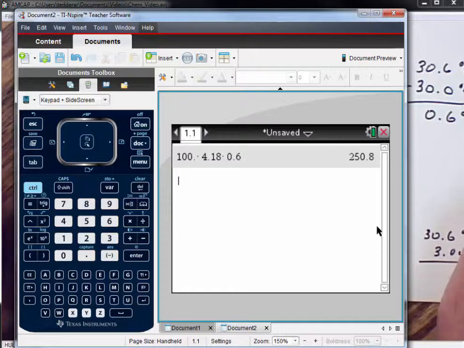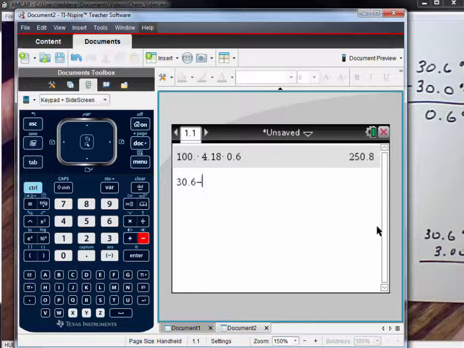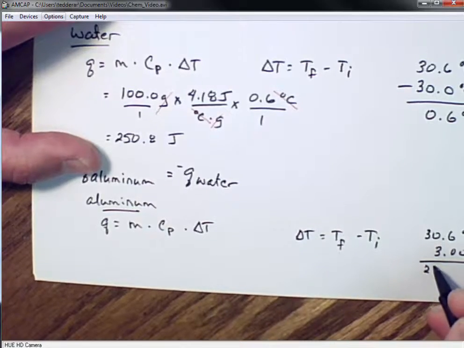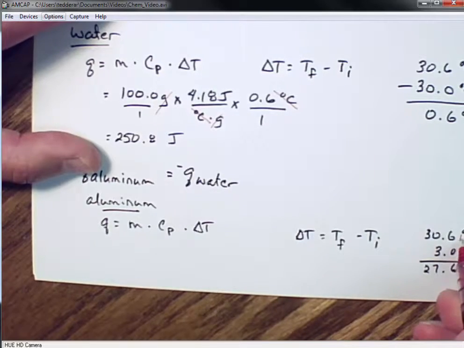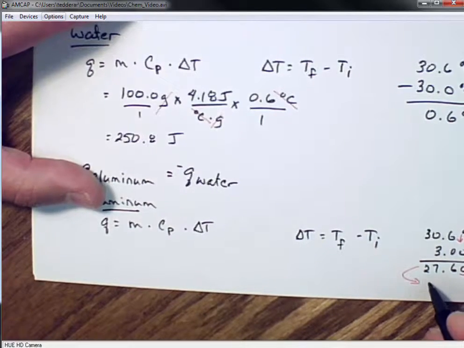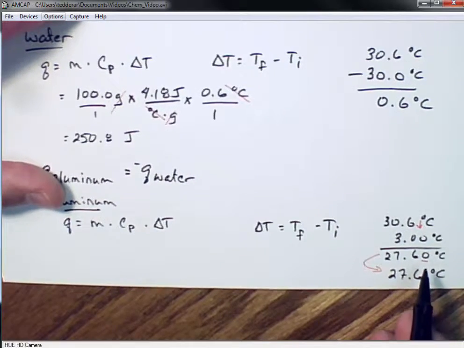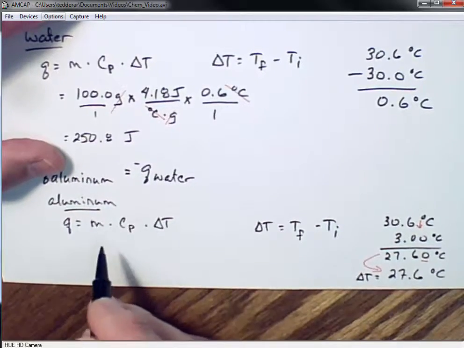Bring up the calculator. There we go. All right, so 30.6 minus 3.00, and we get 27.6. There is an empty slot here. You got to know that you're putting that zero down there and rounding it off. Okay? So 27.6 degrees. Got to be smarter than the calculator. The calculator won't give you the zero. You need to know that zero's there. And this is our change in temperature for the aluminum.